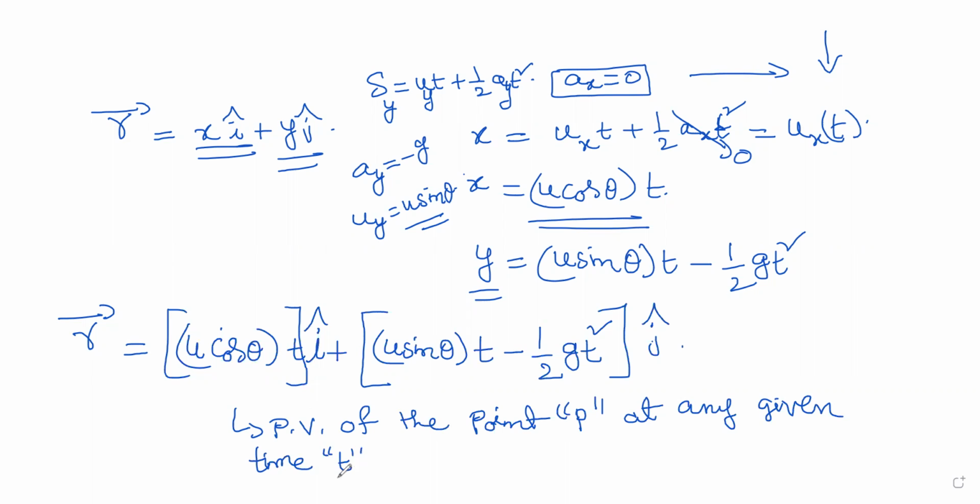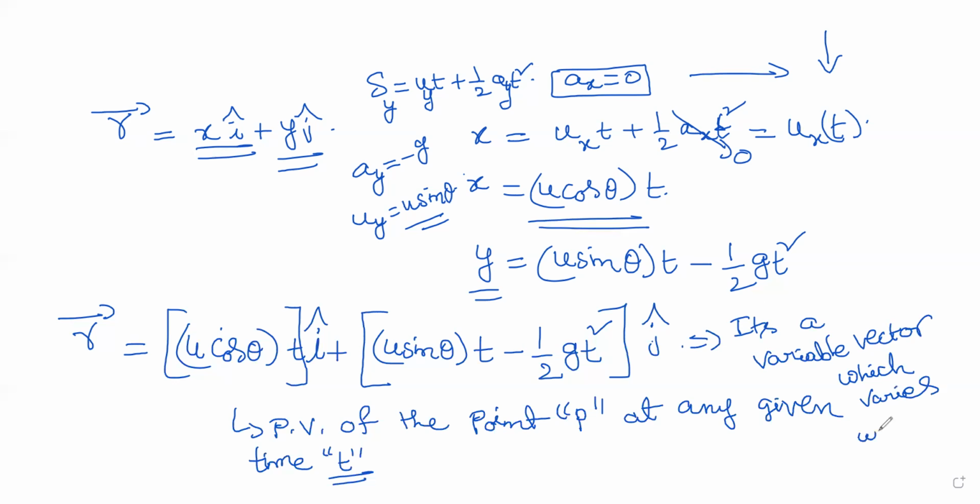So once we generated it, the position vector is a variable vector. It varies with the time t, right? It's a variable vector which varies with time t. Now you have to take a differential of this to get the velocity in the x direction and the velocity in the y direction.